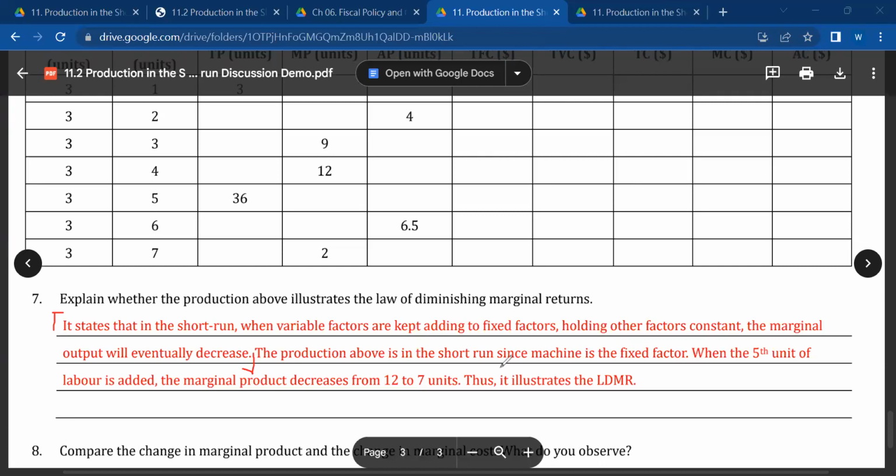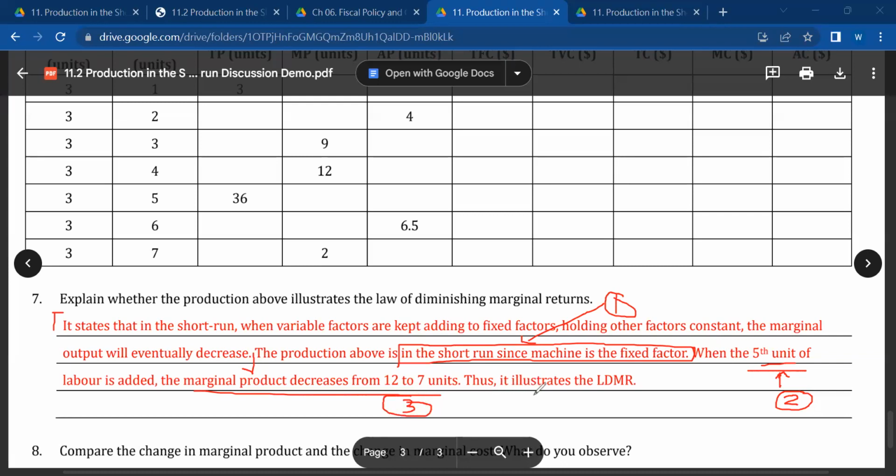So the second part, above is in the short run. Since the machine is the fixed factor, you need to clearly point out that this is the short run because there is a machine that is a fixed factor. This is the first point. I mentioned it many times. Second thing is about the fifth unit. When we add the fifth unit of labor to the production, this is the second point. And the last point is marginal product decreases from 12 to 7. This is the third point.